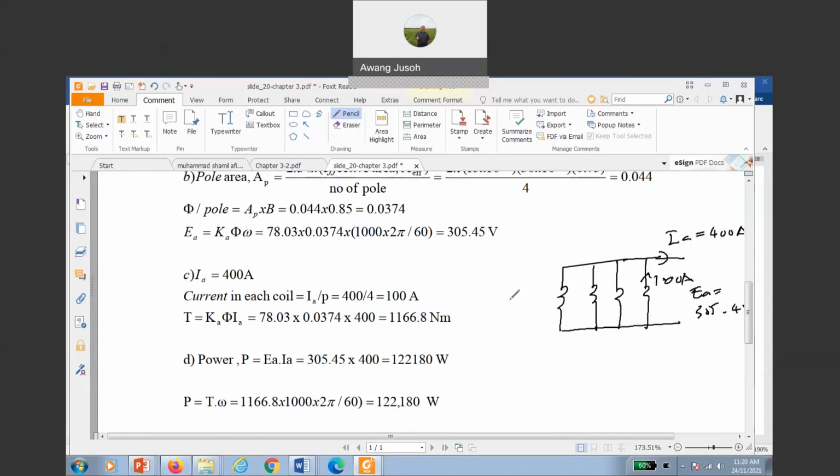And last one, they ask us to find the power produced. How much power is produced by this machine? So the power equals Ea Ia. We know Ia is 400 amps, and we know Ea just now, 305.45. Then we can find the power easily by multiplying these two parameters.